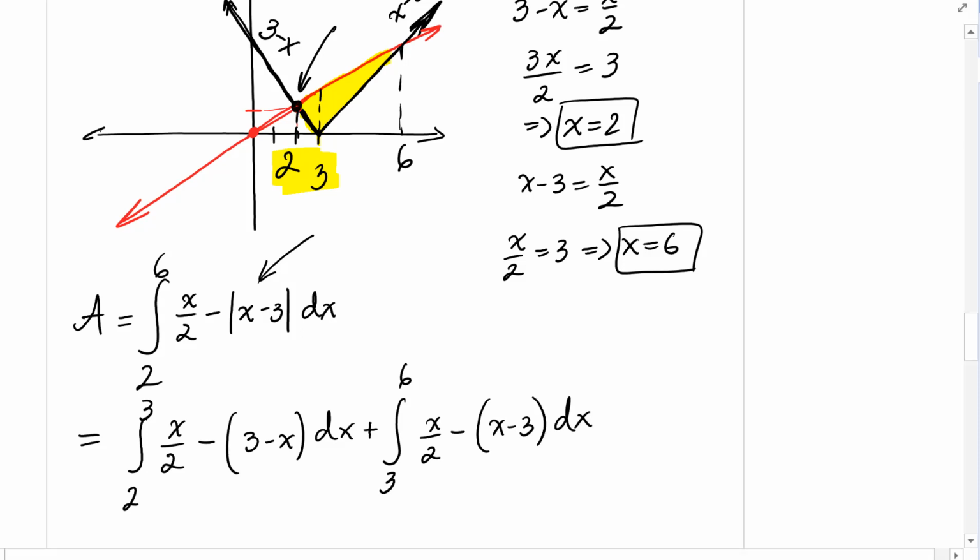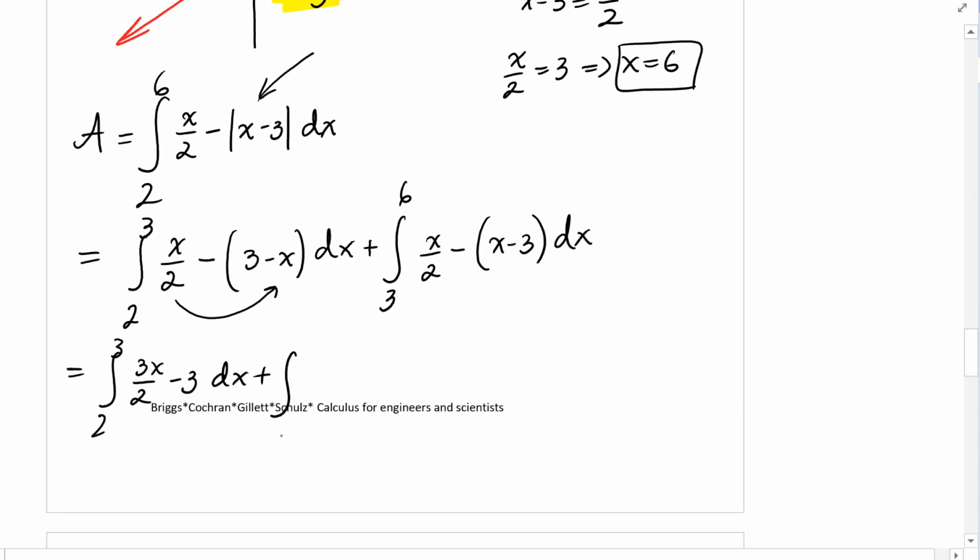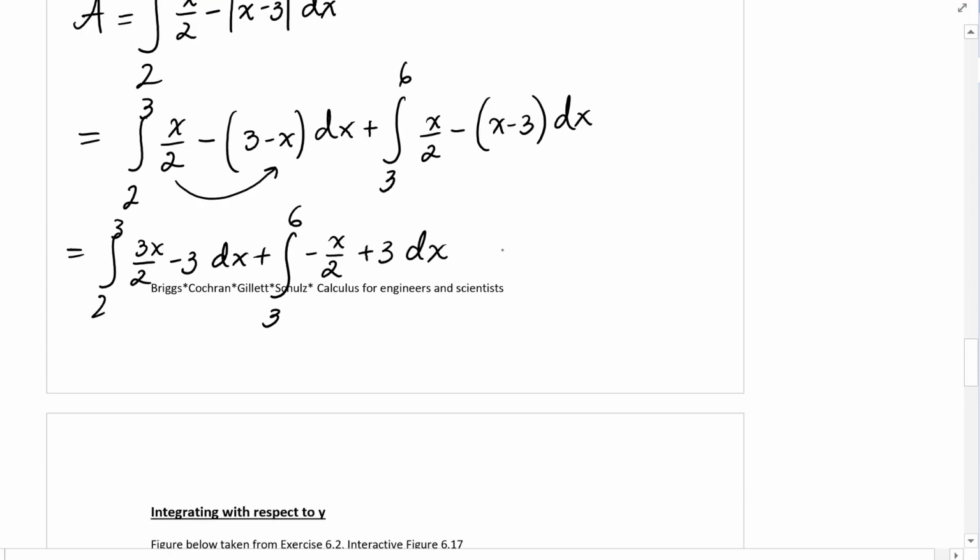So then here you have to do the algebra, so you get the integral from 2 to 3. If you open the parentheses, it's x plus x over 2, so it's going to be 3x over 2 minus 3 dx, plus the integral from 3 to 6 of negative x over 2 plus 3 dx, and I think this piece you can compute on your own. Compute yourself.